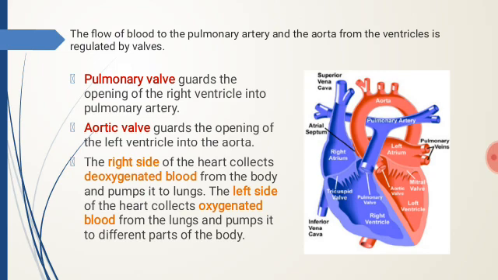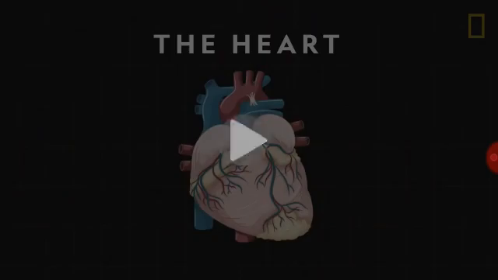Students, remember, the right side of the heart collects deoxygenated blood from the body and pumps it to the lungs, and the left side of the heart collects oxygenated blood from the lungs and pumps it to different parts of the body. Let us watch this video to understand the concept.